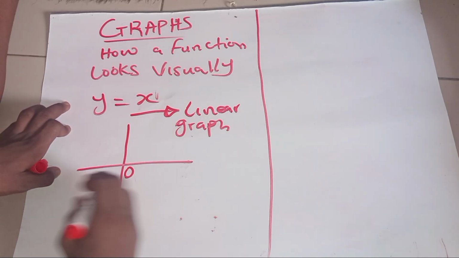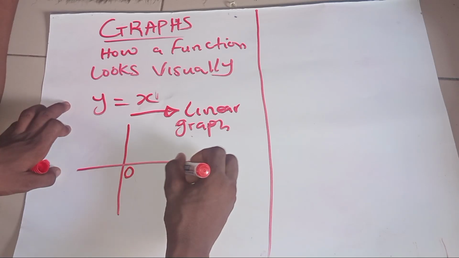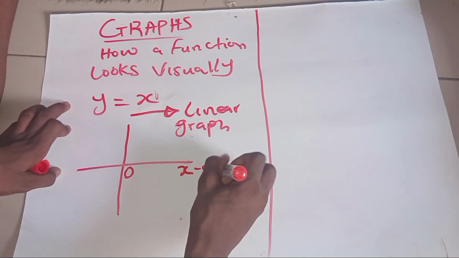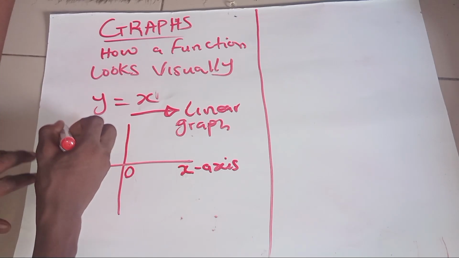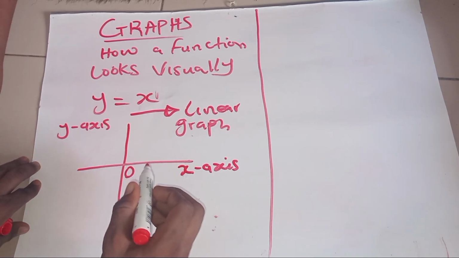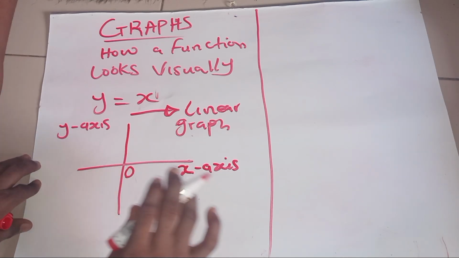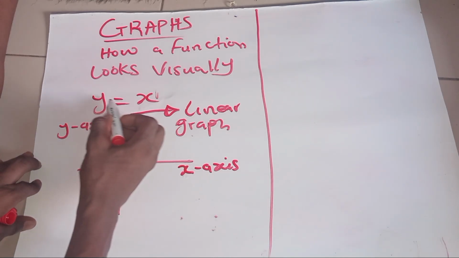So now, in the graph, we have what we call the x-axis and also the y-axis. So this part of it is called the x-axis. You understand me? While the other part is called the y-axis. So now, these are the two axes you see in a graph, the x and the y axis.